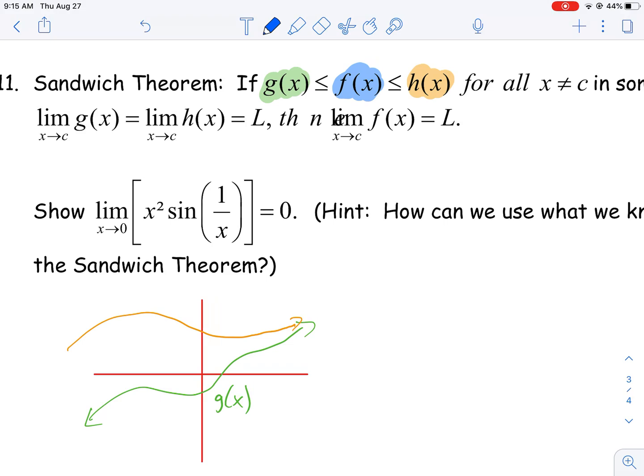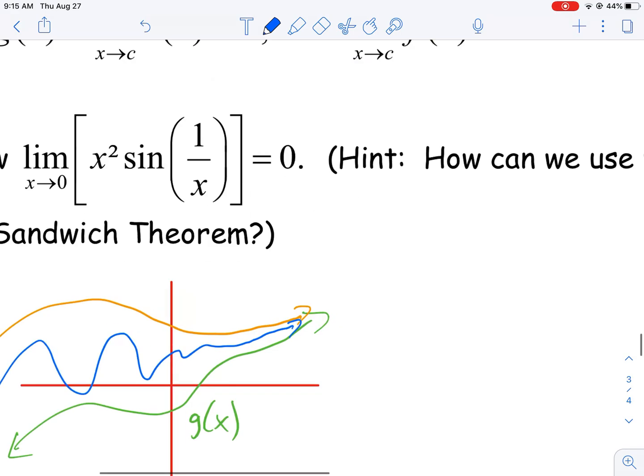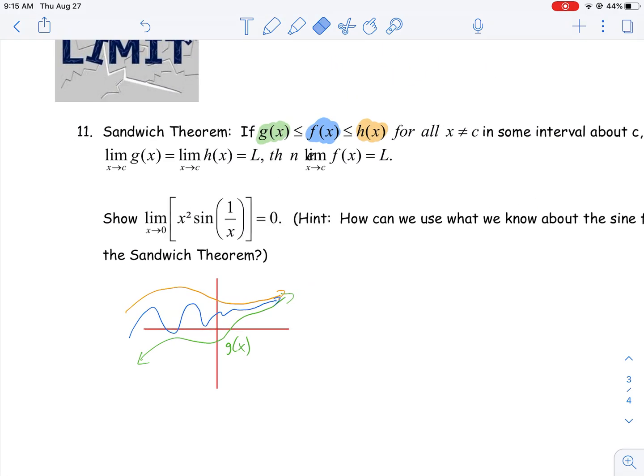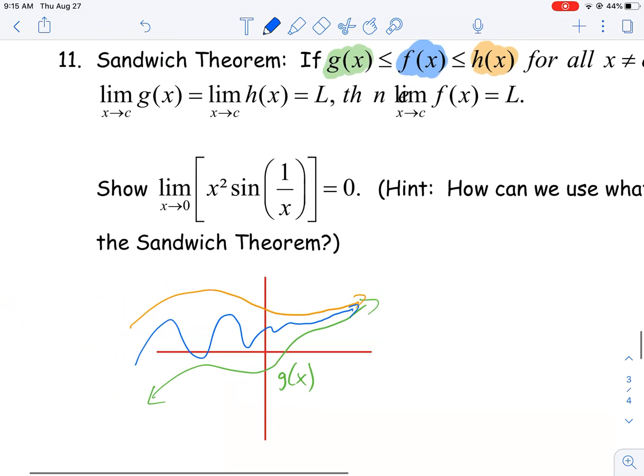then graphically f could do all sorts of things. It can go up and down, but it's got to eventually go to where those two are going if those two go to the same place. So if blue is between orange and green, and orange and green go to the same place, then blue must go to that place also. So let me label my graphs here. This is our function f of x, the blue one. Okay, so that's the picture representation.